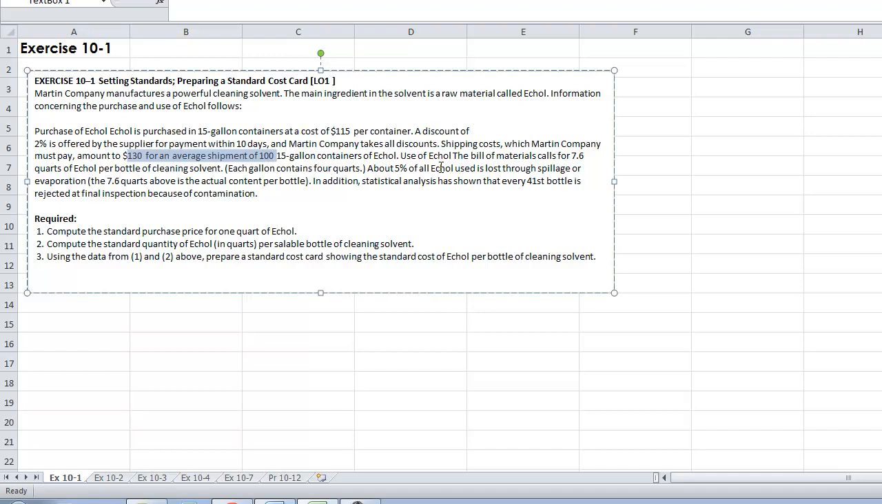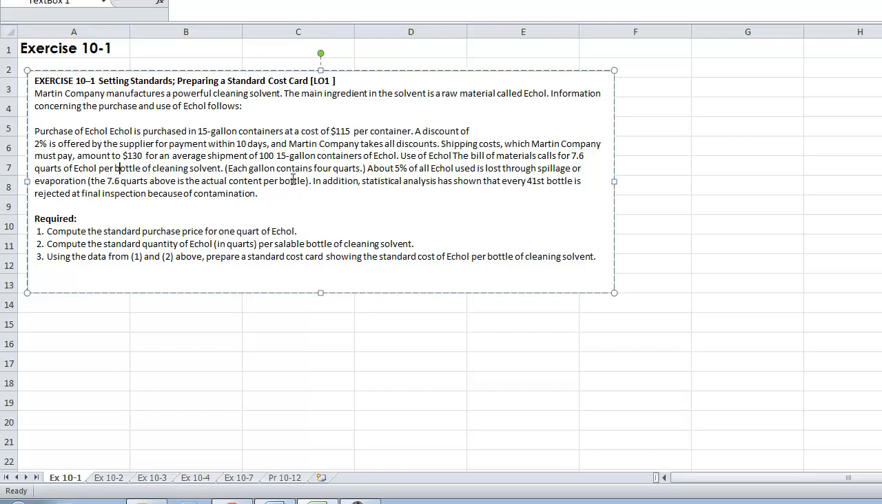Use of ECOL: the bill of materials calls for 7.6 quarts of ECOL per bottle of cleaning solvent. Each gallon contains 4 quarts. About 5% of the ECOL is lost through spillage or evaporation. The 7.6 quarts above is the actual content per bottle. In addition, statistical analysis has shown that every 41st bottle is rejected at final inspection because of contamination.